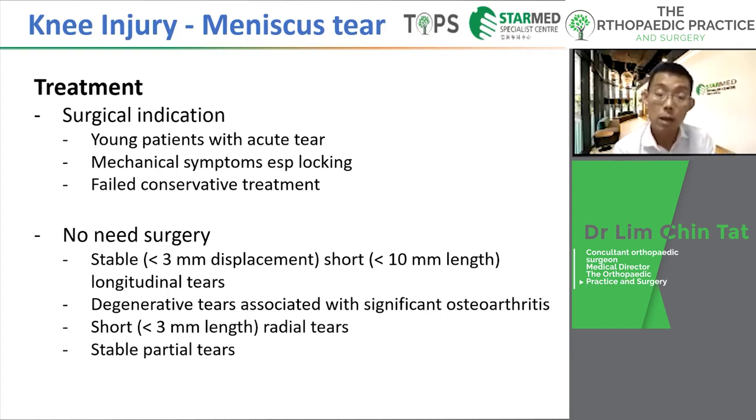Young patient with acute tear. If they present to me early, and I do the scan, I tend to push for surgery because I want to salvage the meniscus. Because the earlier you do the surgery, the higher the chance that you can repair the meniscus.